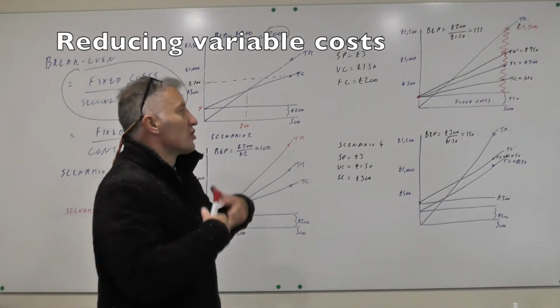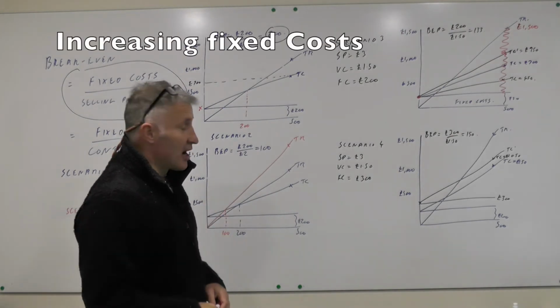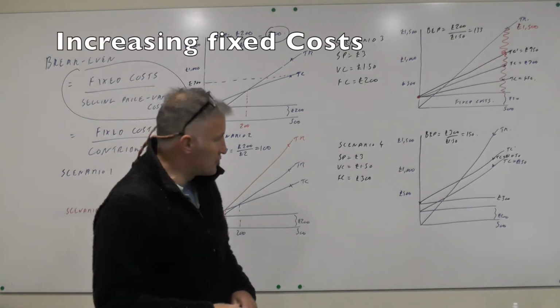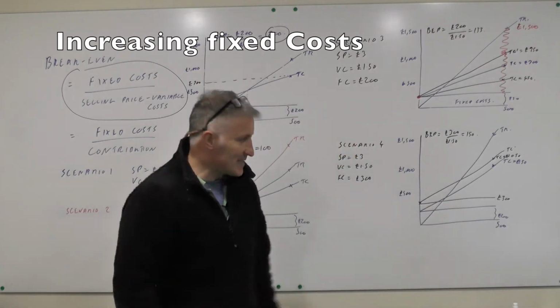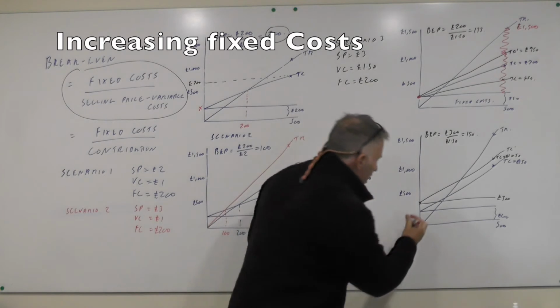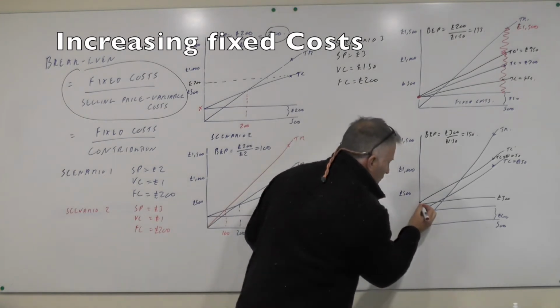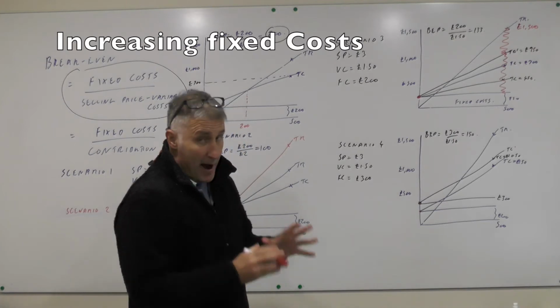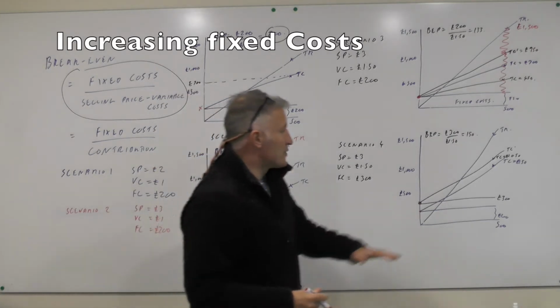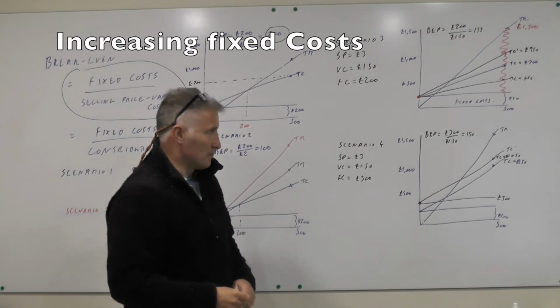Okay, so what happens if we increase the fixed cost line? In some ways it's dead easy to draw, because your fixed costs go up from 200 to 300 quid. Then your total cost line is also going to shift from there to there. And your new total cost line will be parallel to the old total cost line, because we haven't changed the variable costs at all.